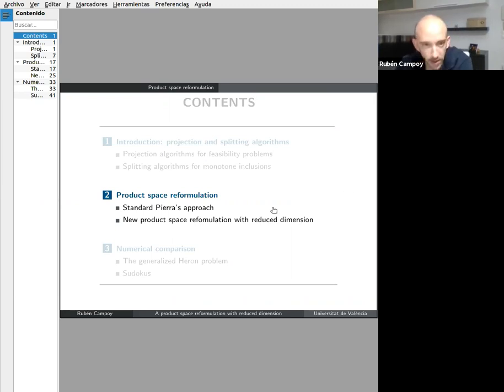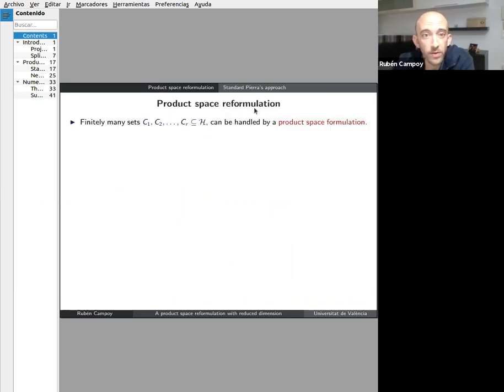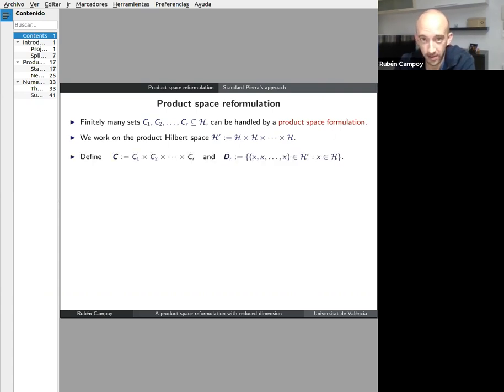So let's see what's the classical standard approach by Pierra. Suppose that we have R sets and that we want to find a point in the intersection. Then we need to work in the Hilbert space H^R, which is R copies of the space. In this product space, we define two sets. The first one is the product of the original sets, and the second one is D_R, the diagonal. It contains those points in the product space with all the components equal.